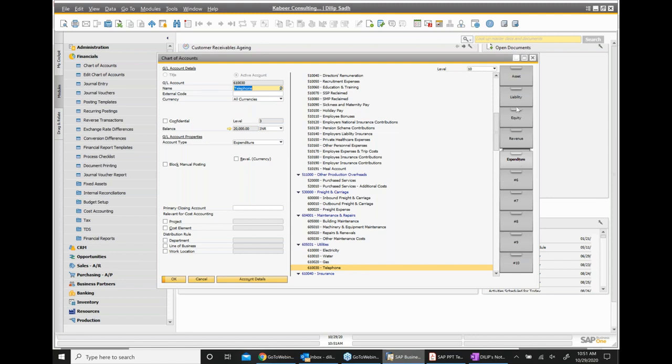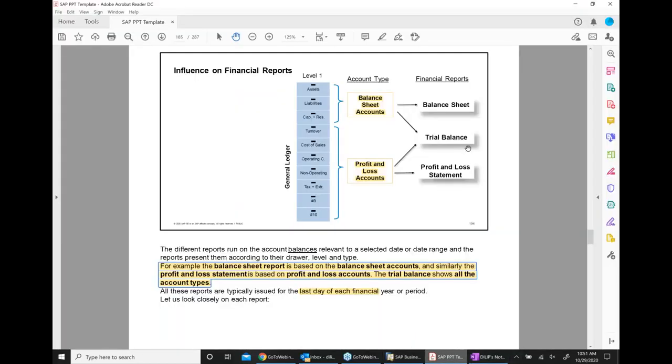So all these different buckets are defined, and whatever posting happens in whichever bucket correspondingly goes to the balance sheet or goes to profit and loss. That is what this basically means.